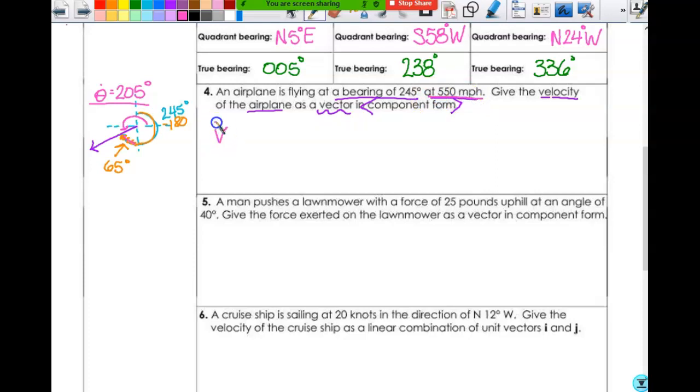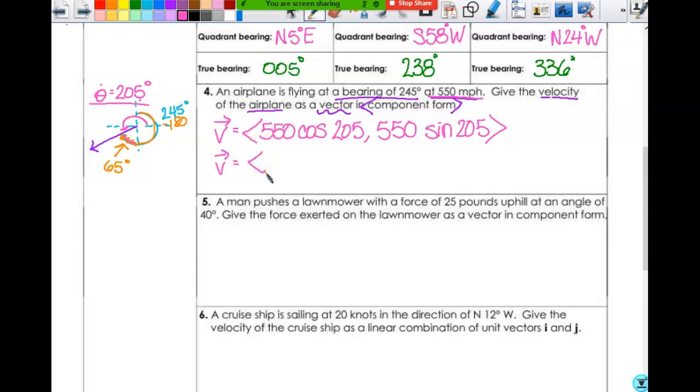So I want my component form, so I'm using my trig. I take the magnitude, which is 550. I would multiply that by cosine of theta, which is 205. And then 550 times the sine of 205. Then we would go to the calculator, but don't bother because I'm just going to give you the numbers. If you can't type this in at this point and get the correct numbers, I don't even know how to help you. So I know you can do this just fine.